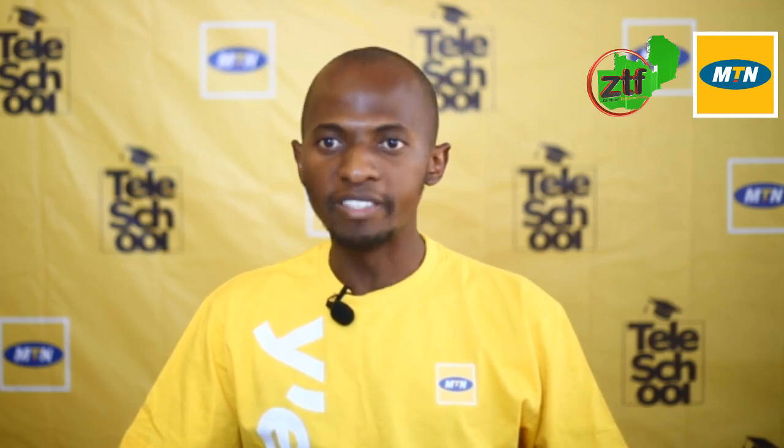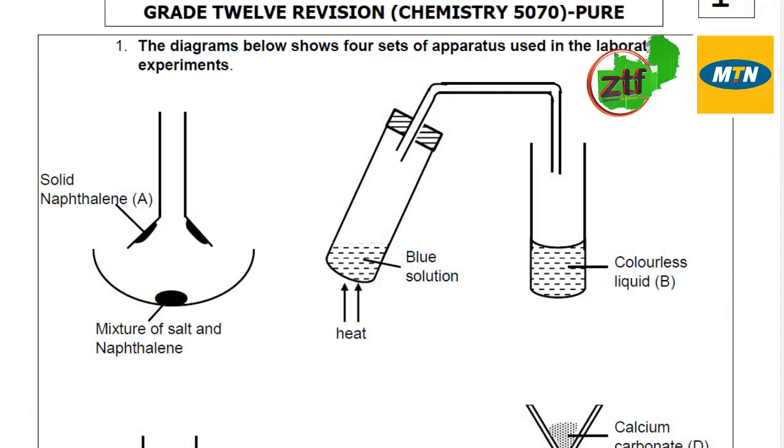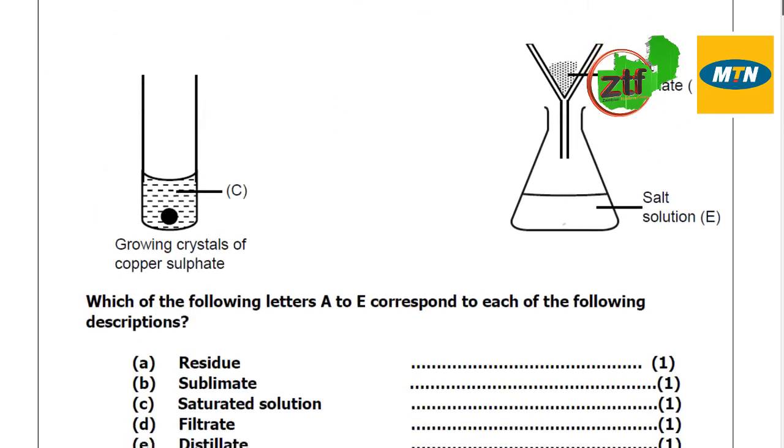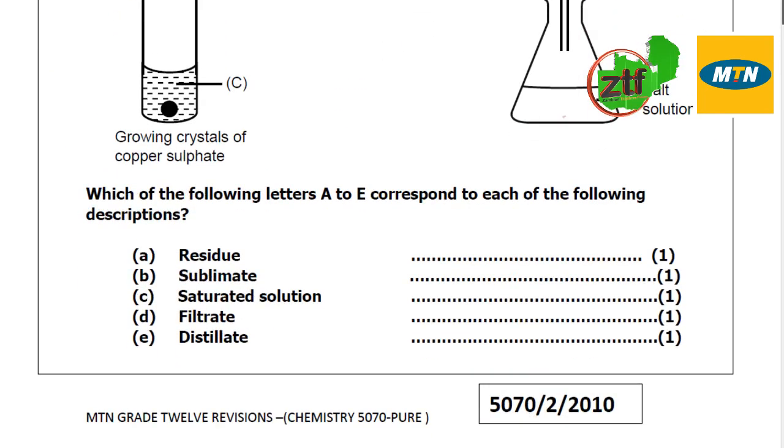The question reads, the diagram below shows 4 sets of apparatus used in the laboratory. So you can see there are 4 sets of apparatus which are used to demonstrate different separation techniques. So the question is, which of the following letters A to E corresponds to each of the following? A, residue. But before we can answer that question, it is very important to know what substance is classified as a residue.